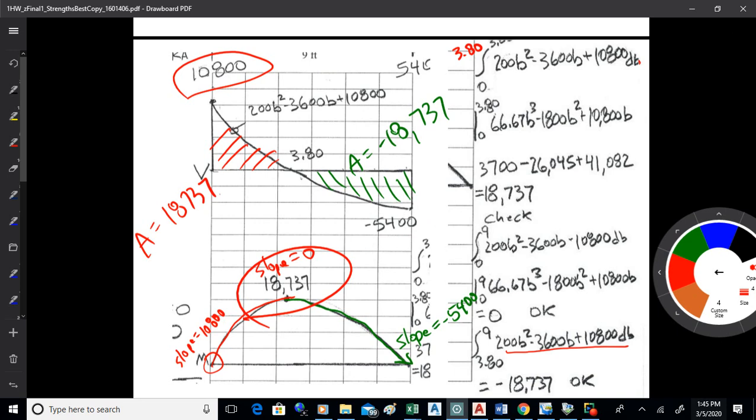So that's a little bit there on shear moment equations and diagrams, okay? Just a tool that we use to figure out what's happening there with beams. So, any questions on that?